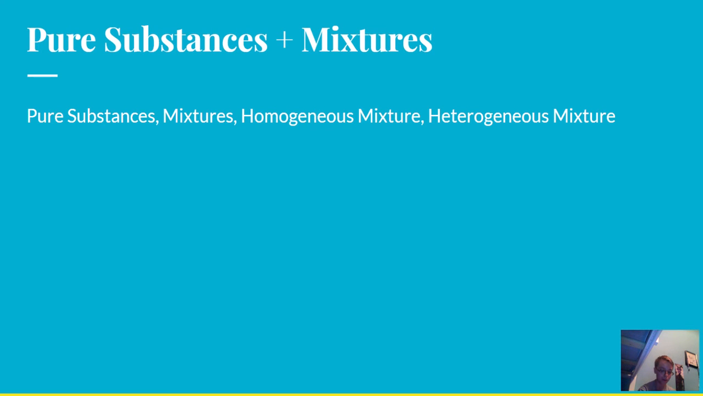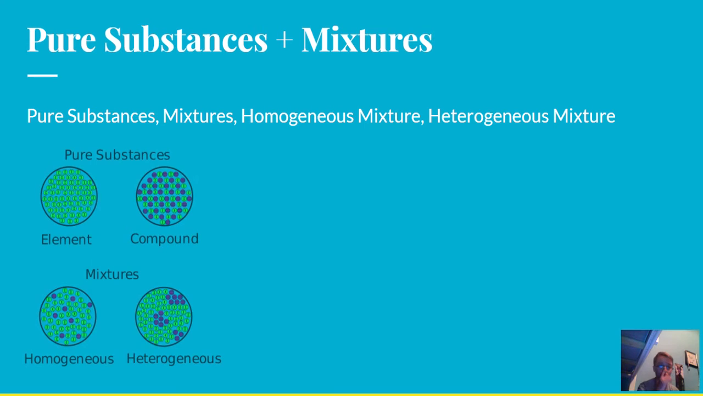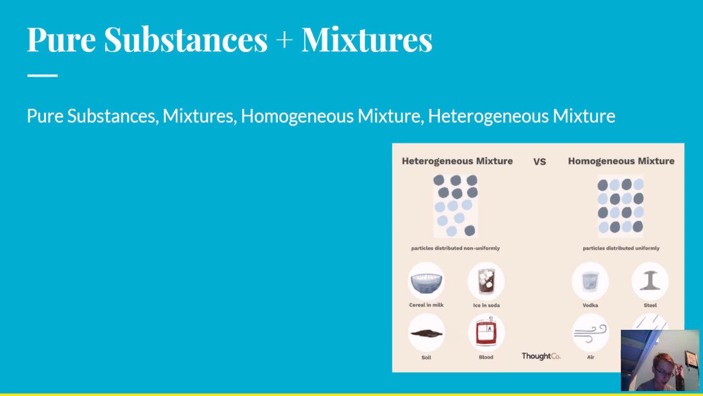Next is pure substances and mixtures. Pure substance, either an element or a compound. Example, hydrogen, water. Mixture. A physical mixture consists of 2 or more pure substances that are not chemically bonded. Example, air. Air is a mixture of gases that all just coexist unbonded. Mixtures can be broken down into homogeneous and heterogeneous mixtures.